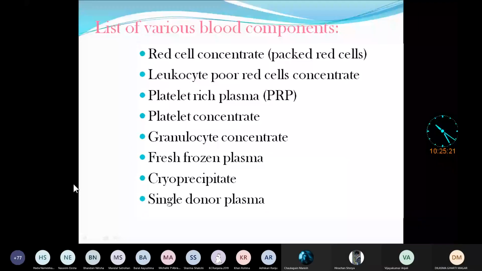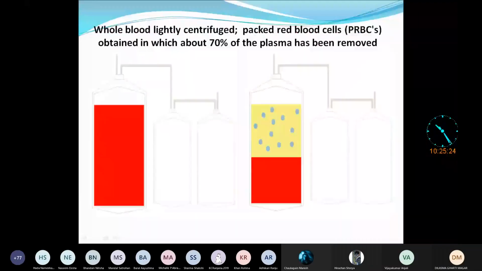So now we will see here how it is separated. Can you see the slide? Can you see? Yes, ma'am. Yes, ma'am. Okay.